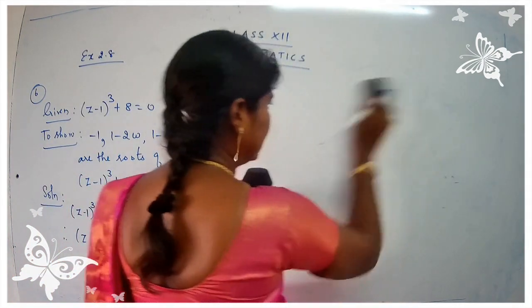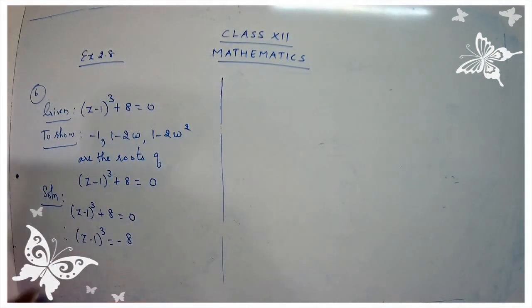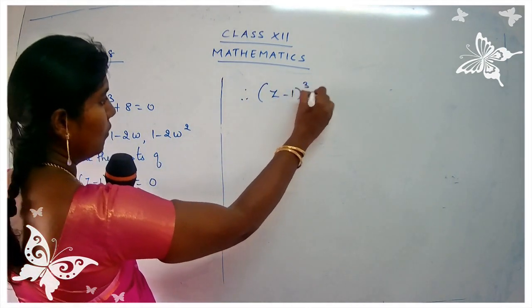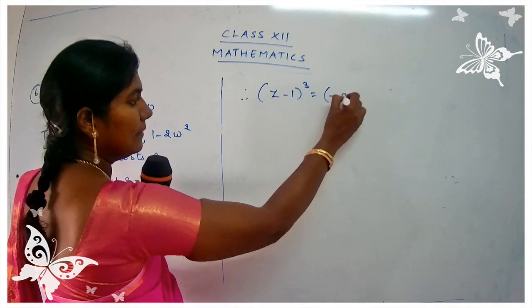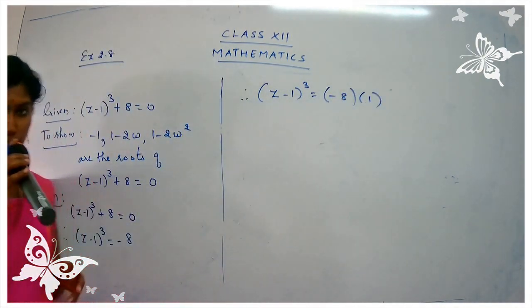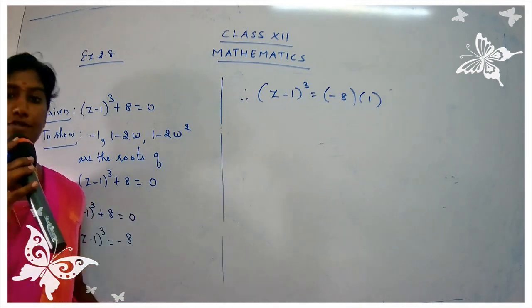So very easy step till here. I hope you people are clear till here. Okay, let's write down here. Therefore, z minus 1 the whole cube is equal to, I'm just going to keep minus 8 as minus 8 into 1. I'm going to get the same value. Yes, children? Minus 8 into 1 gives you minus 8.